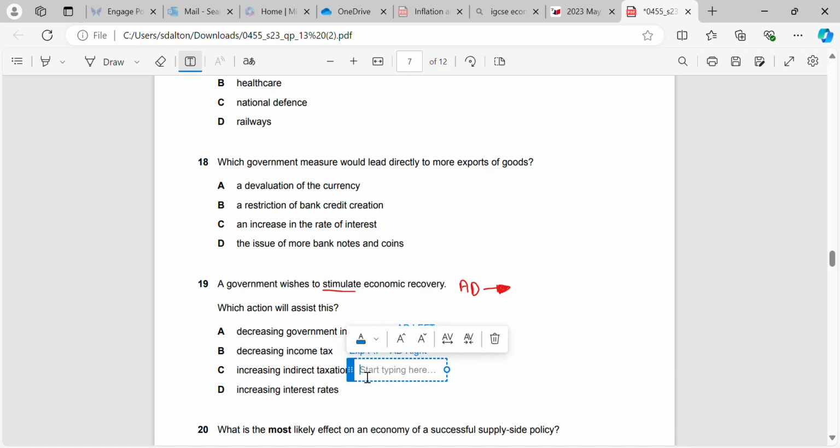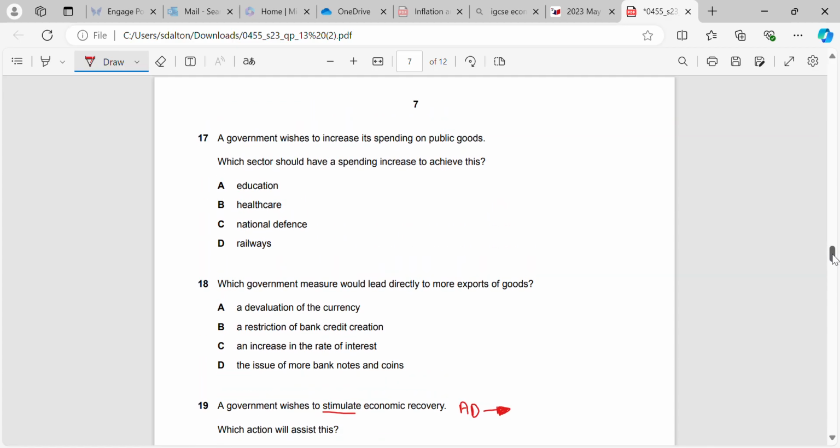We increase indirect taxation. That's not going to stimulate economic recovery. It may help us to reduce budget deficit, but it's going to strangle spending, not increase spending. And increasing interest rates is a contractionary monetary policy. AD would move left. People would be borrowing less money, saving more money, spending less. Decreasing income tax is the only one here that will allow people to spend more money. Therefore, that's the only one that would stimulate economic recovery, or would help in theory with it.